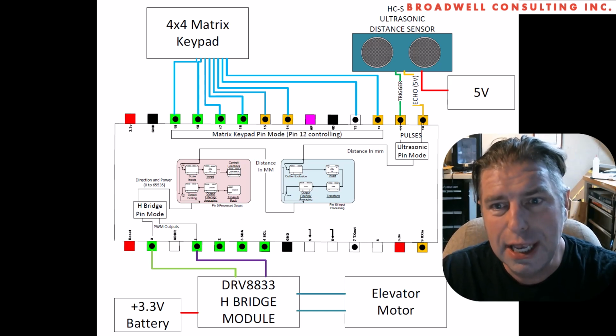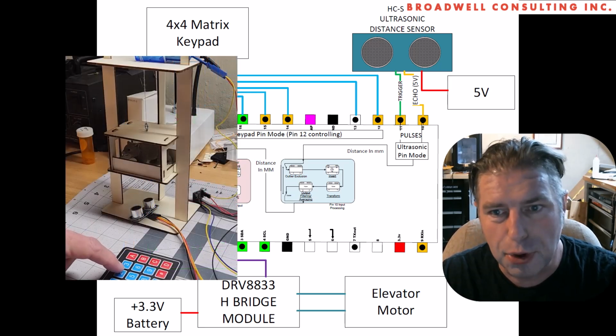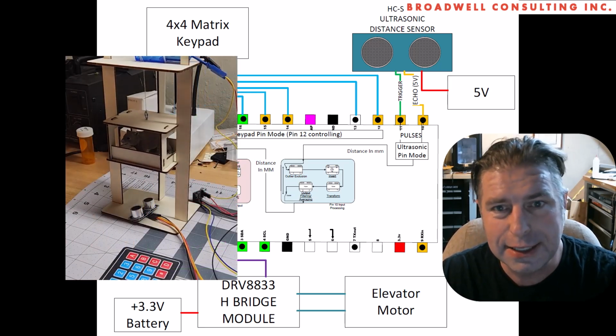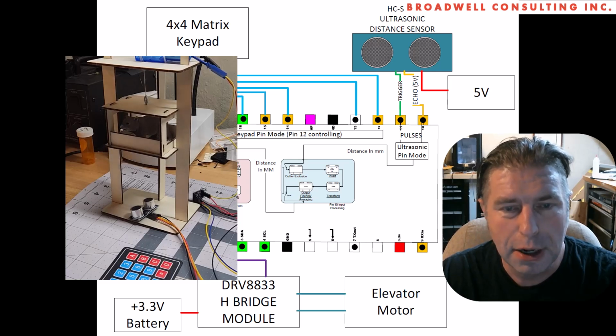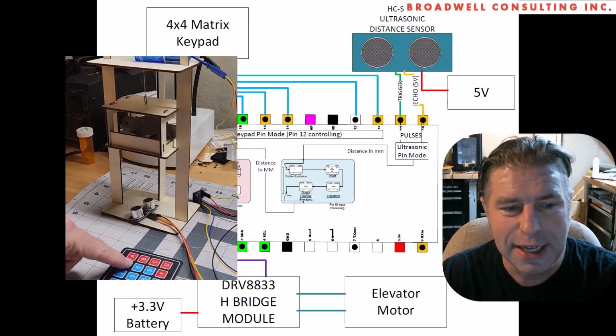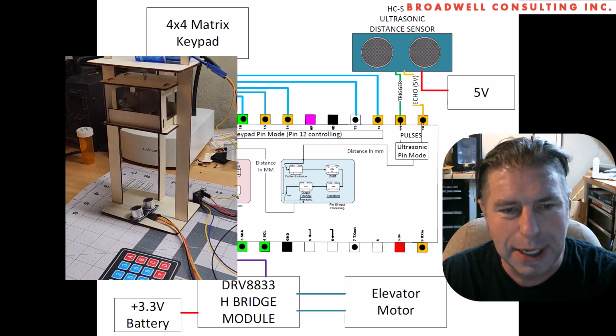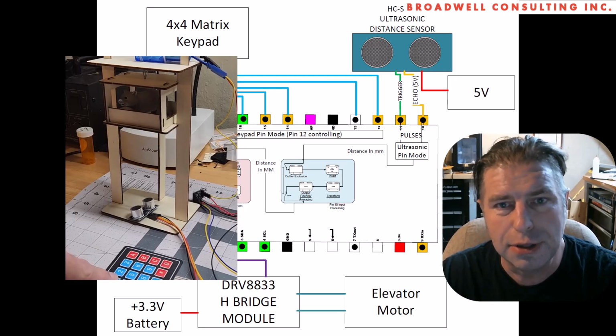Today we're going to be looking at controlling a wooden elevator that I got from AliExpress for a few bucks. It has a 3-volt motor on the top. Originally it had a couple of push buttons that made it go up or down, but I thought we can do better than that. Let's control it in real time.